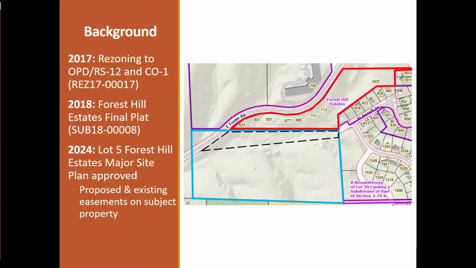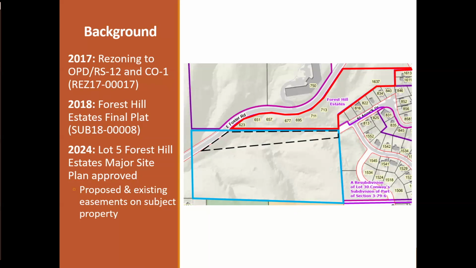In 2017, most of the land along East Foster Road was rezoned to OPD RS12 and CO1. In 2018, a final plat was approved for Forest Hill Estates subdivision and states Lot 5 is a total of 6.53 acres and includes a conservation easement as well. Last year, a major site plan for Lot 5 Forest Hill Estates was approved for the development of 5 buildings and 19 dwelling units, which are currently under construction. The major site plan includes the subject property and shows proposed and existing easements.